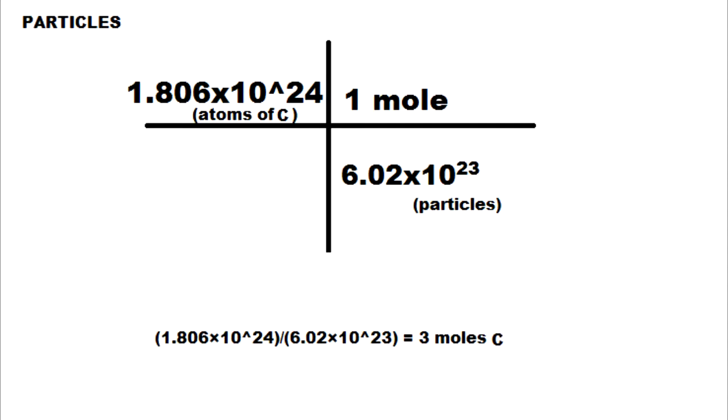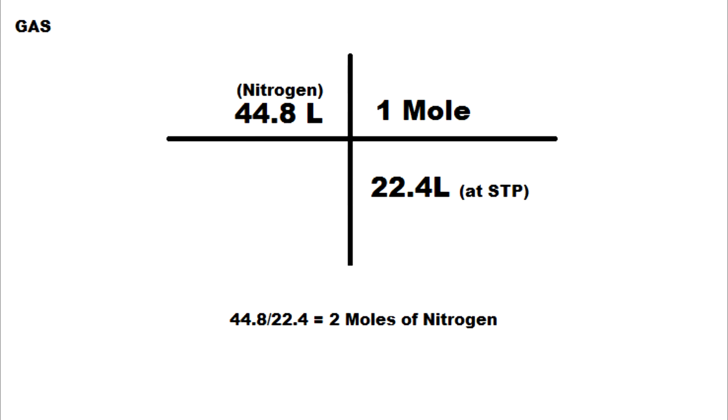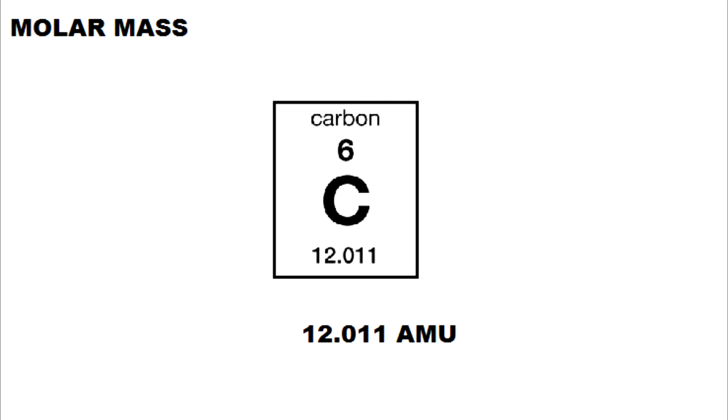A mole will have 6.02 times 10 to the 23rd particles in its compound or element. A mole will also have 22.4 liters if it is a gas and at STP. And a mole will be the molar mass of your compound or element.